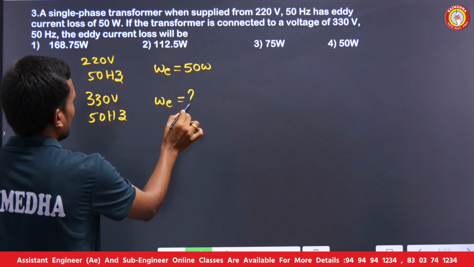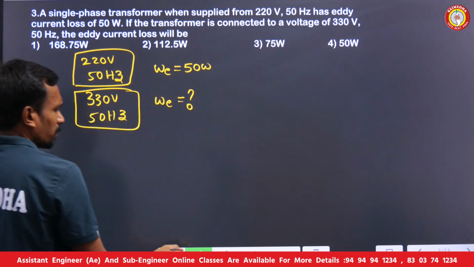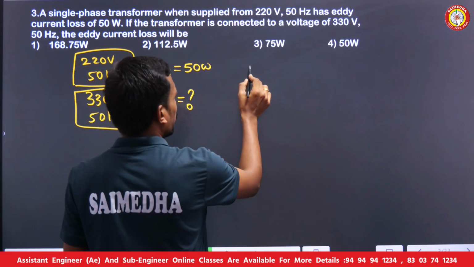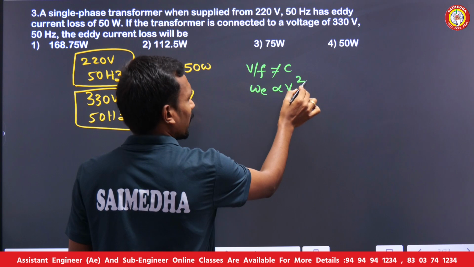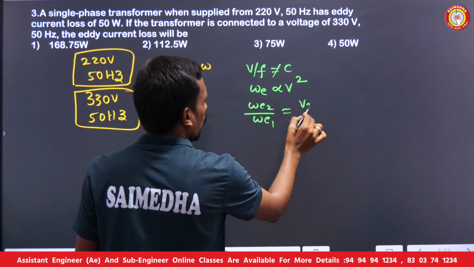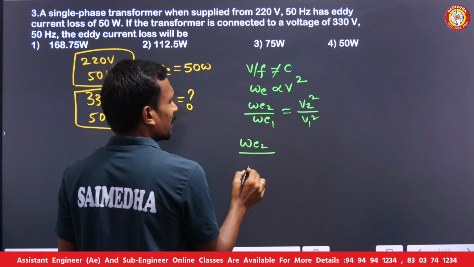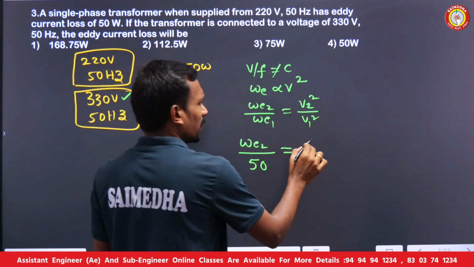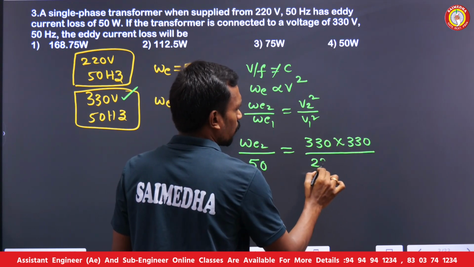Let's see here, the V by F ratio is not constant because only voltage changes, but there is no change in frequency. So when the V by F ratio is not constant, the eddy current loss is directly proportional to V square. So W2 by W1 is equal to V2 square by V1 square. What is W2? We need to calculate. W1 is 50 watts, V2 is the second voltage, that is 330 volts, 330 volts square upon 220 volts square.